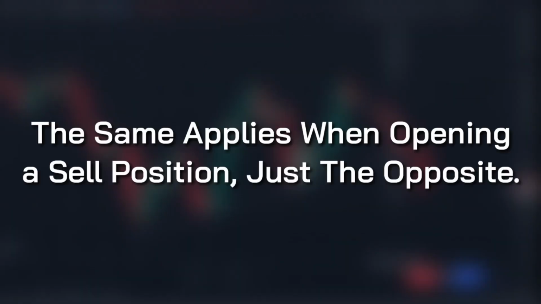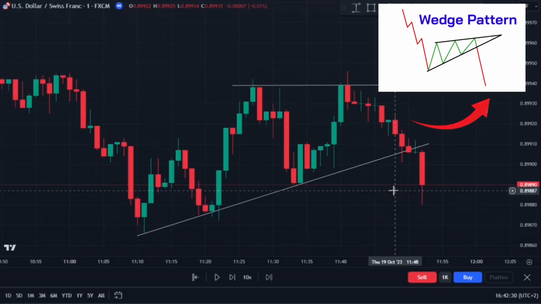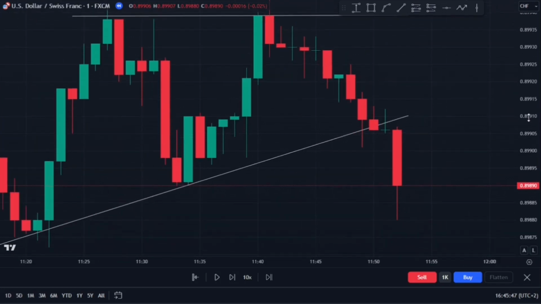Now, the same applies when opening a sell position, just the opposite. You need to identify what breakout pattern it is. In this example, we can confirm that this is a wedge breakout pattern. Once you've identified what breakout pattern it is, all we need to wait for is a break of support towards the downside.